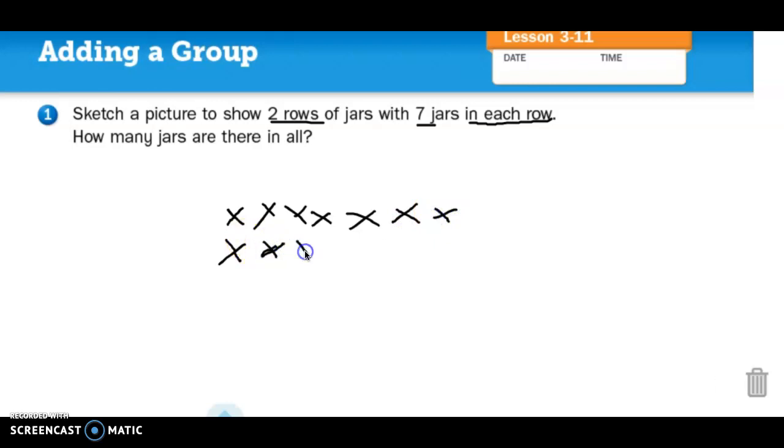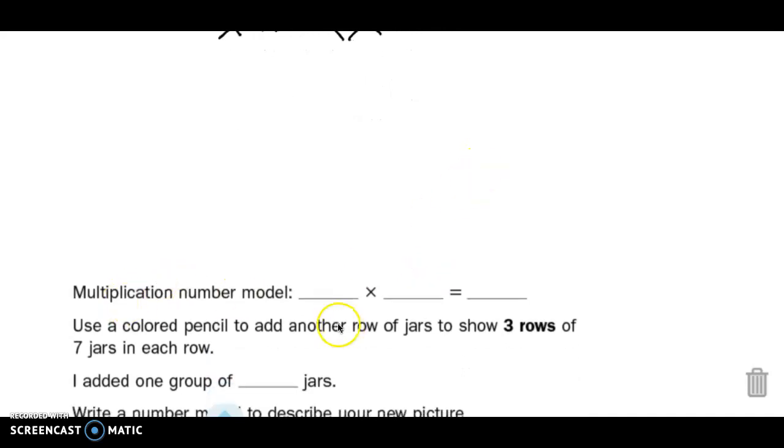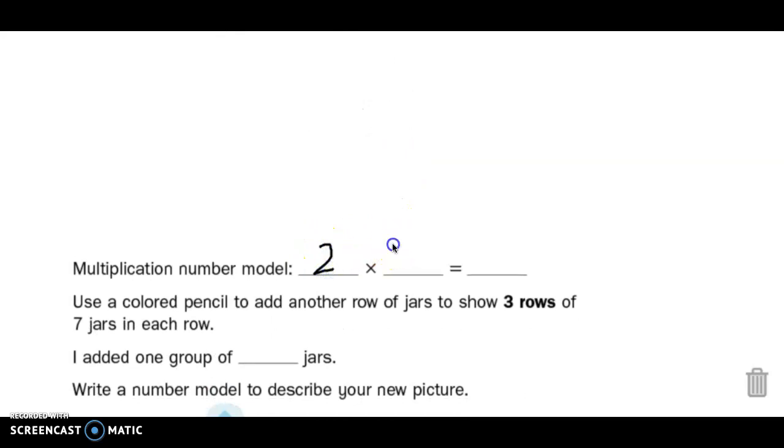Now, if I have 2 rows of 7, I know if I multiply anything by 2 or have 2 of something, I just double it. So what is 7 doubled? 2 times 7 or 7 doubled is 14. Write your number model for this, your multiplication number model. 2 rows of 7, 2 times 7, 7 doubled is 14.